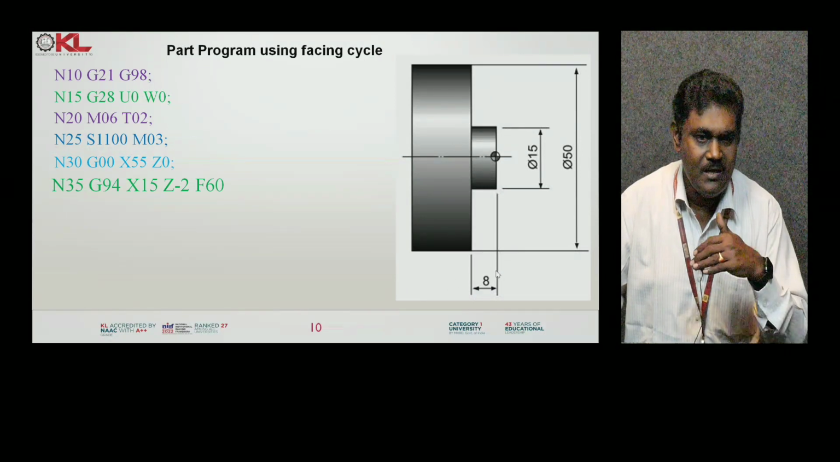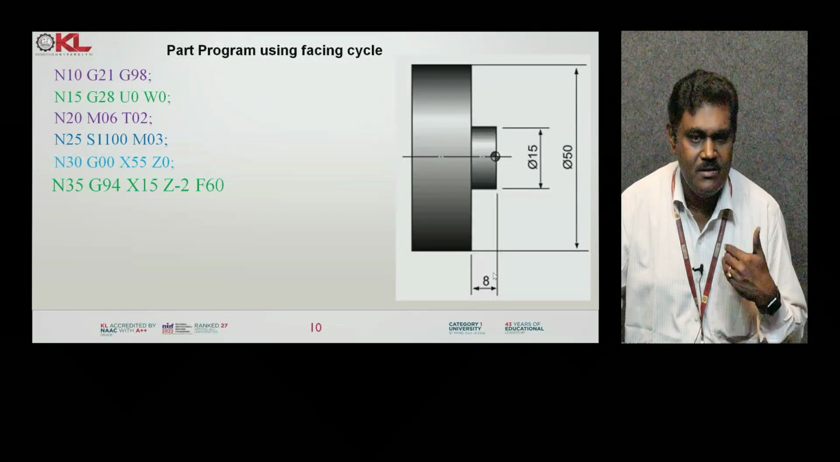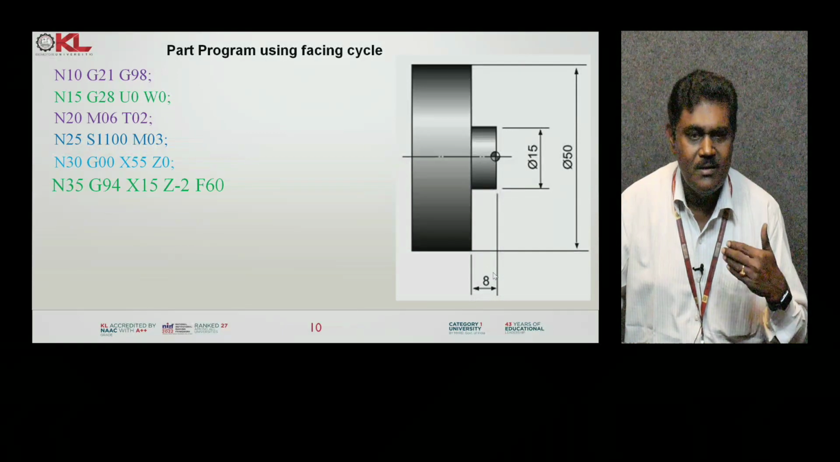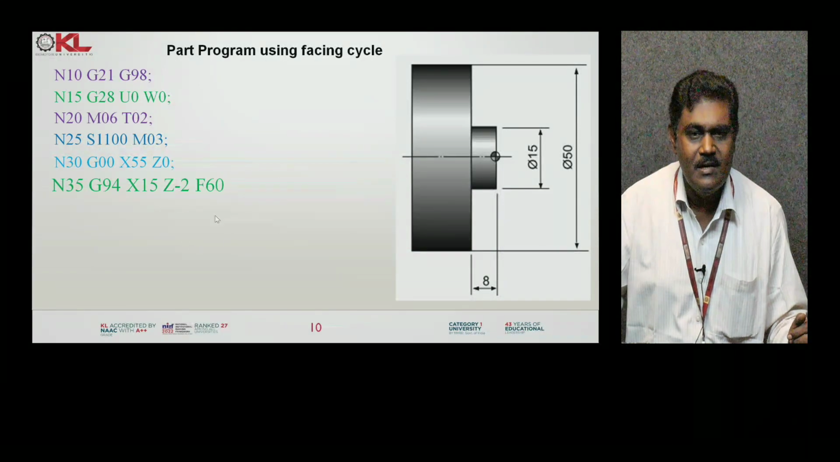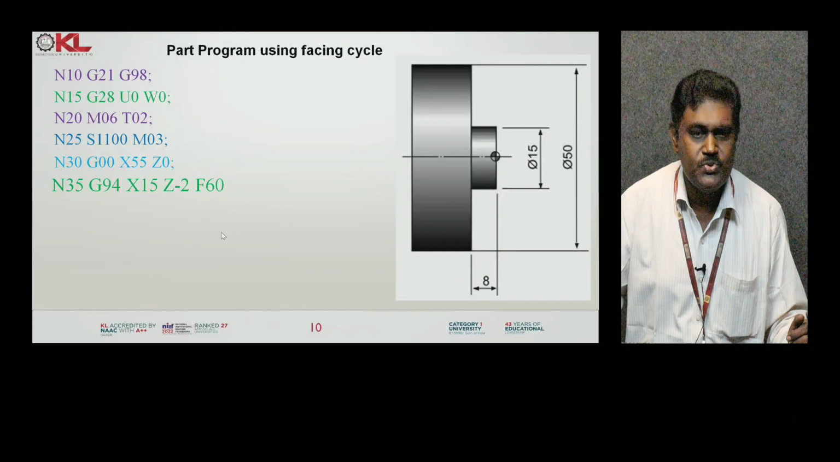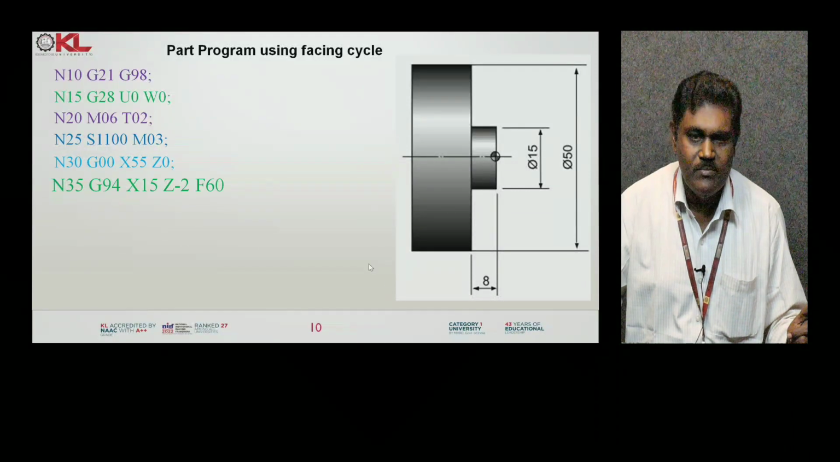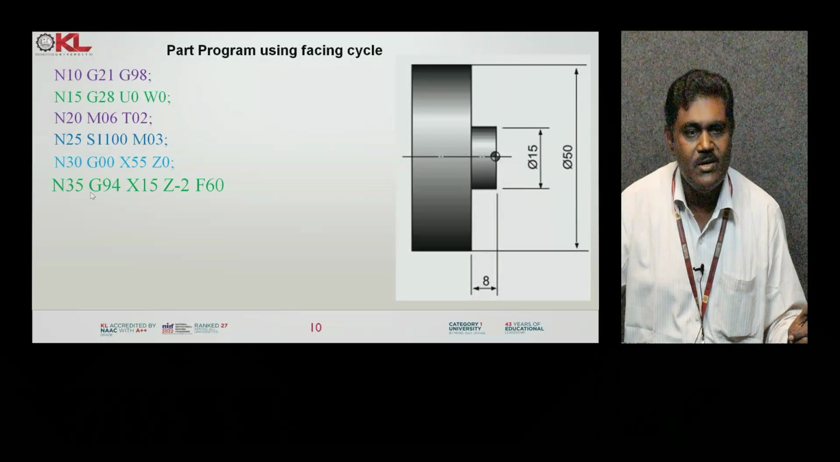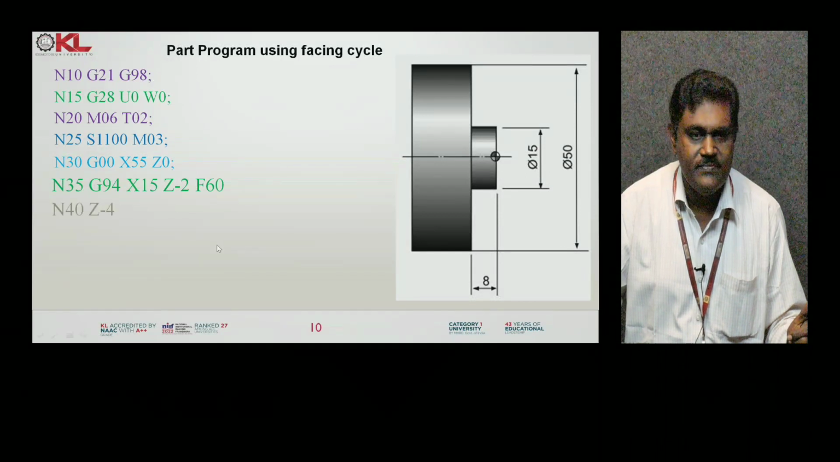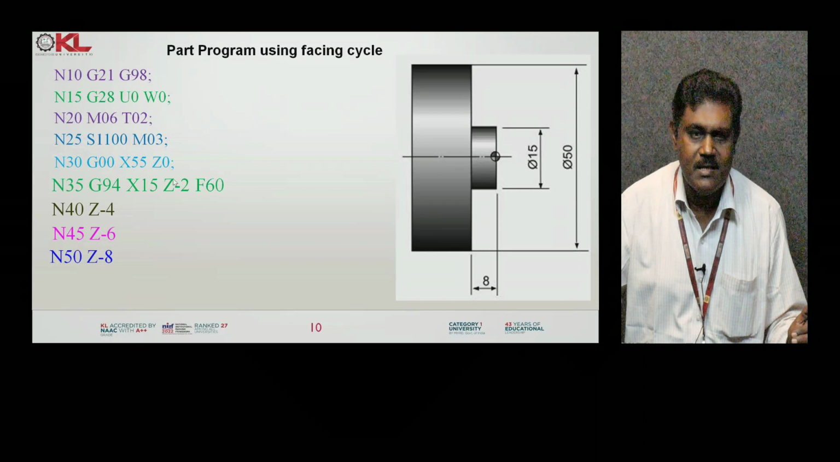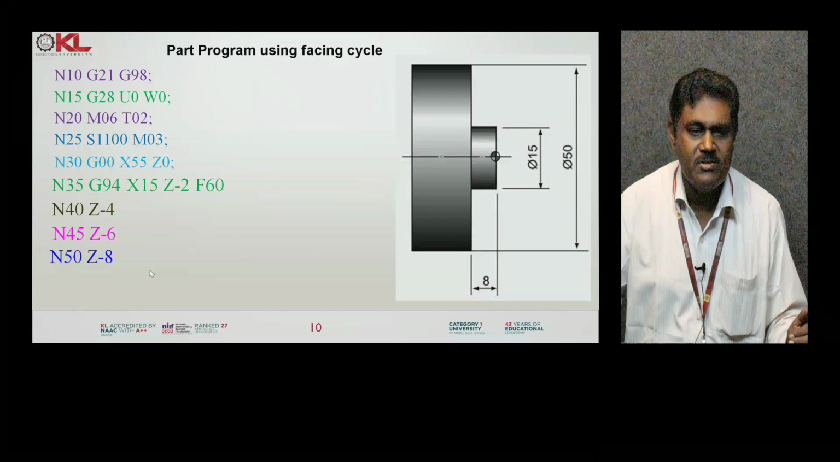You need not remove the entire material in one step. You have to go in a number of steps to minimize the cutting depth. Here 2 mm, 4 mm, 6 mm, 8 mm, like that you can do. So, X15 Z-2 F60, next Z-4, Z-6, Z-8. So, our required amount of the material is removed.